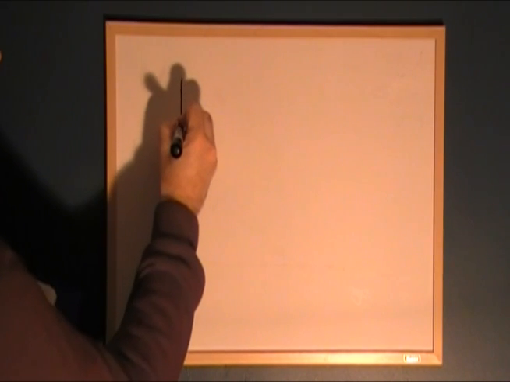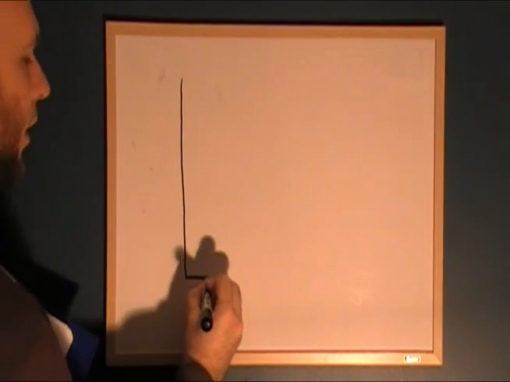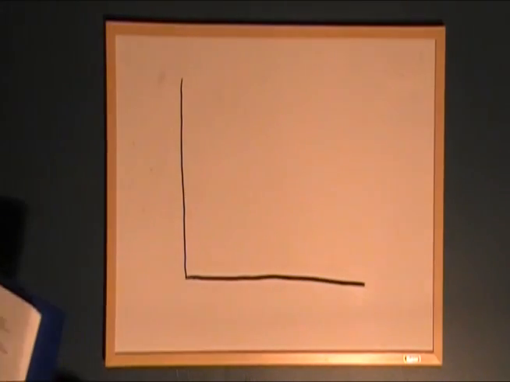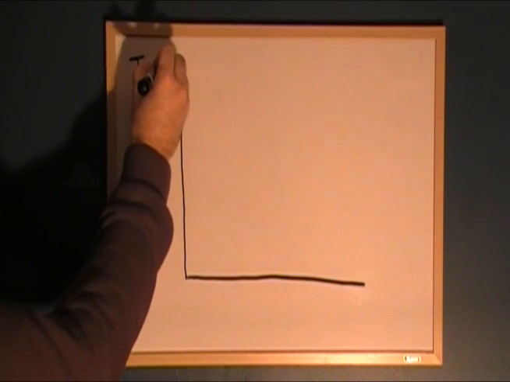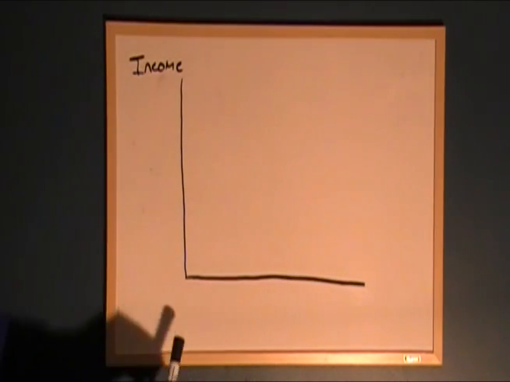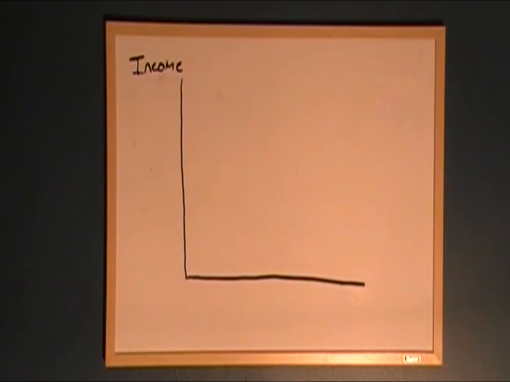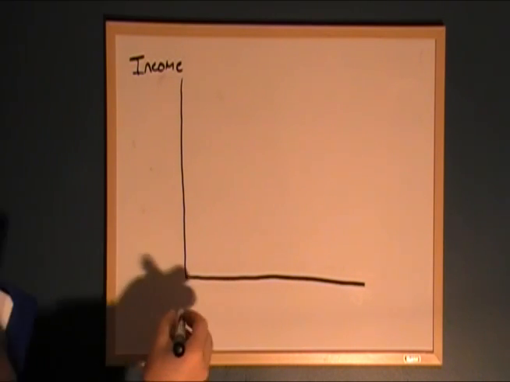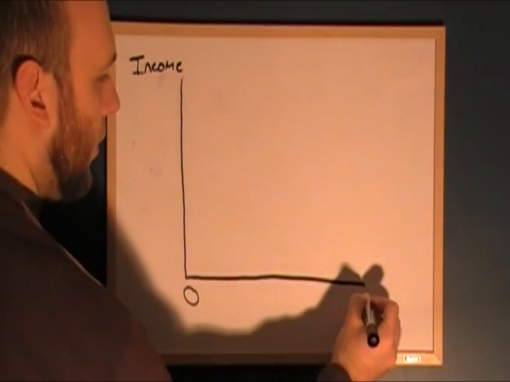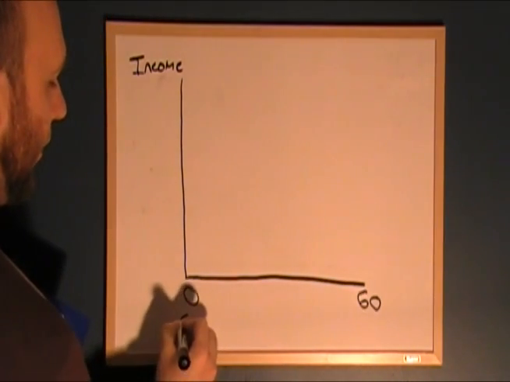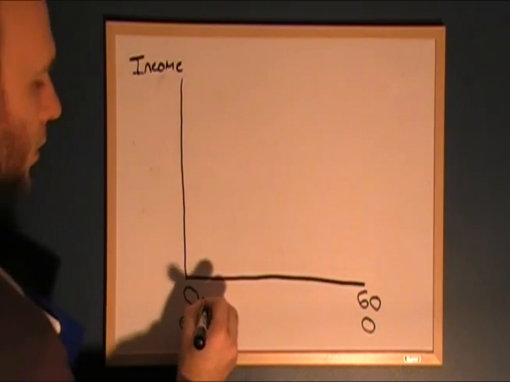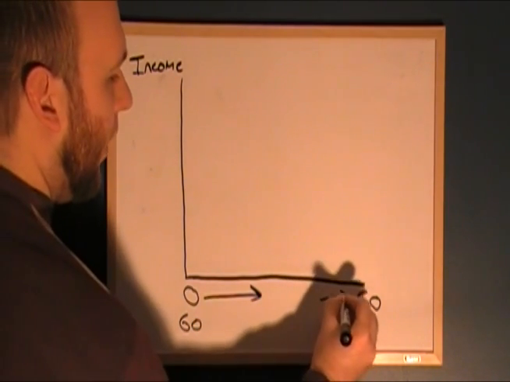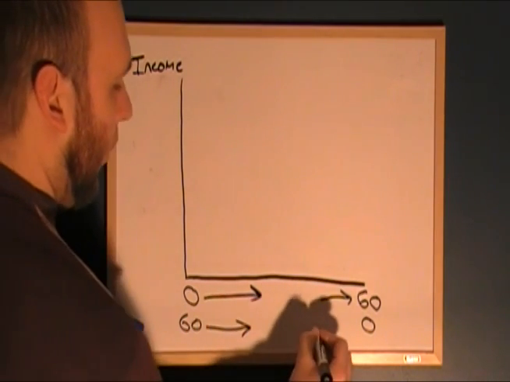Just as with our consumption choice, we're going to start with our axis here. On the y-axis, we're going to be measuring our income. On our x-axis, we're going to be measuring two things. These two things are opposites of one another. We're going to be measuring from 0 to 60, and from 60 to 0. And the two things that we're measuring are labor hours and leisure hours.